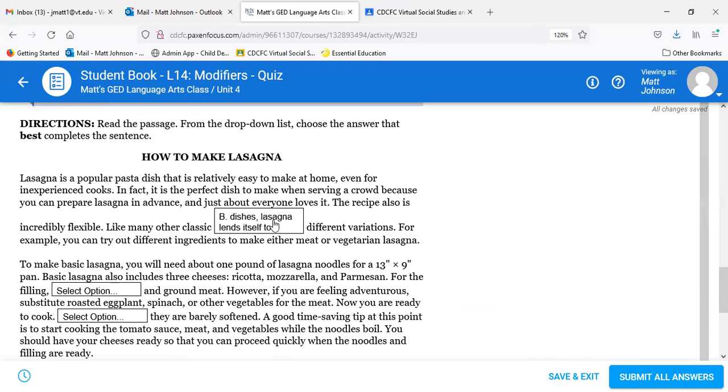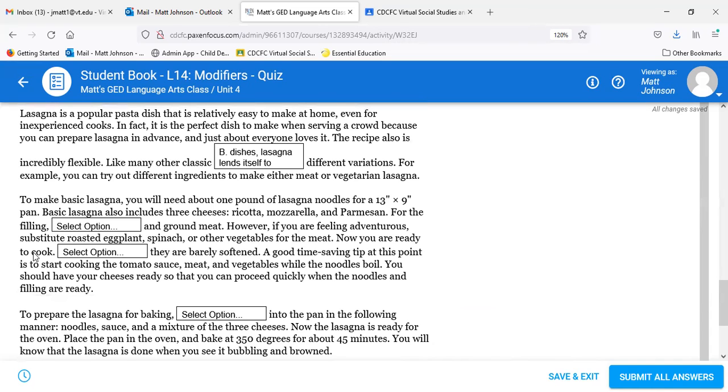So we have lasagna lends: we have our subject, lends, our verb, itself, talking about lasagna, to, preposition, different variations. For example, you can try out different ingredients to make either meat or vegetarian lasagna. To make basic lasagna, you will need about 1 pound of lasagna noodles for a 13 by 9-inch pan. Basic lasagna also includes 3 cheeses, ricotta, mozzarella, and Parmesan.